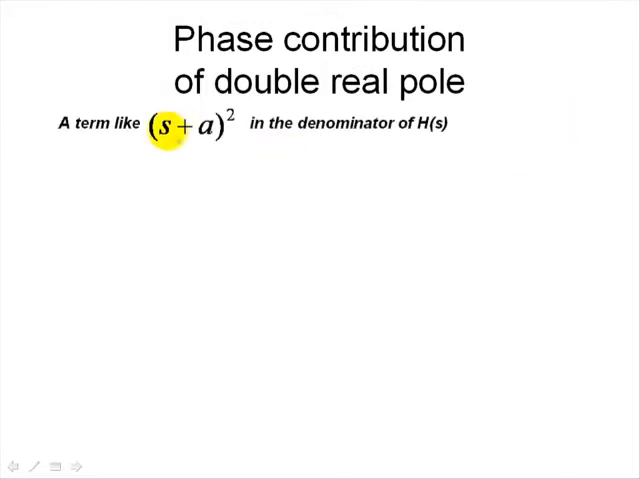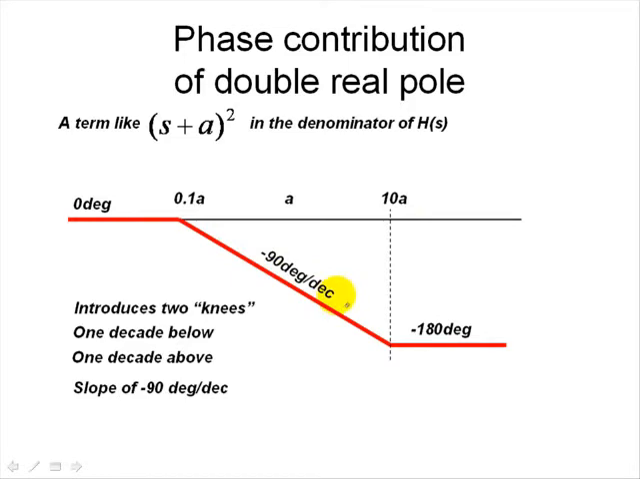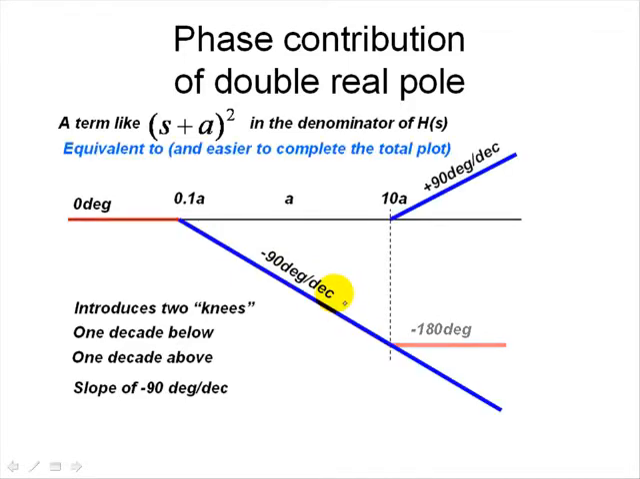A term like this one in the denominator introduces two knee points as well, also one decade below and one decade above, but it dives from 0 down to minus 180 degrees. That is a slope of negative 90 degrees per decade. It is equivalent to this pair of infinite slopes that are easier to add, as we will see.